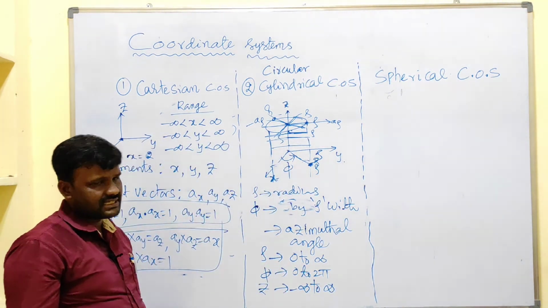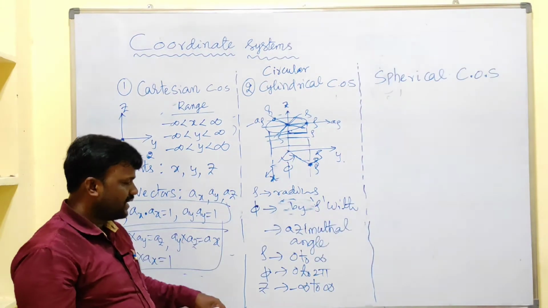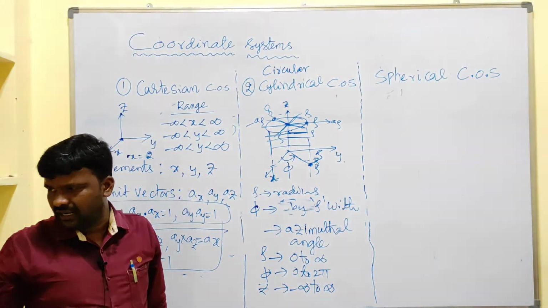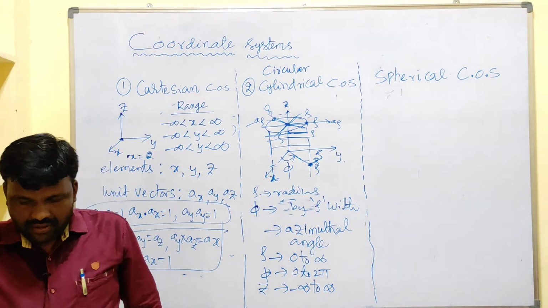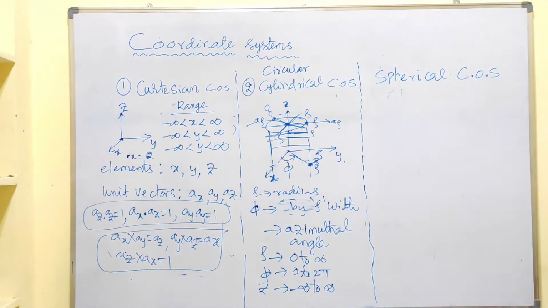Here also these components, a rho, a phi, a z are perpendicular to each other. What I said, all the components in an orthogonal coordinate system are perpendicular to each other. Here also, in circular cylindrical coordinate system, rho, phi, z are perpendicular to each other.